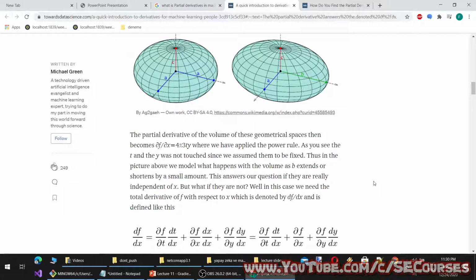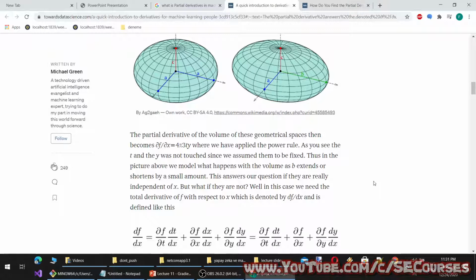The partial derivative of the volume of these geometrical spaces then becomes f_x = 4π/3 t y, where we have applied the power rule. As you see, the t and the y were not touched since we assumed them to be fixed. Thus in the picture above we model what happens with the volume as b extends or shortens by a small amount. This answers our question if they are really independent of x, but what if they are not?